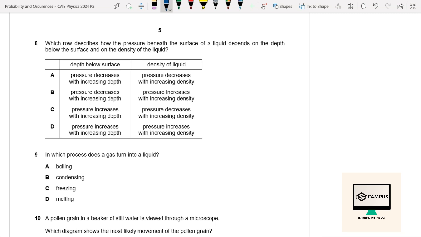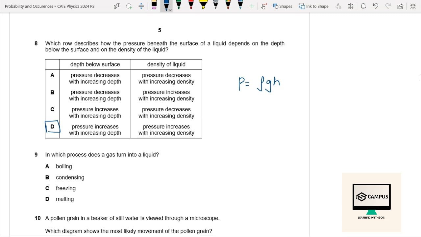That principle gives us the standard formula of pressure on an object beneath a liquid: pressure is equal to rho, the density, times g, the acceleration of free fall, times h, the height or depth by which the object is submerged inside water. So pressure decreases with increasing depth? No. Pressure increases with increasing depth. So option D is the right answer because pressure is directly proportional to both the density and the depth. So D is the right answer.